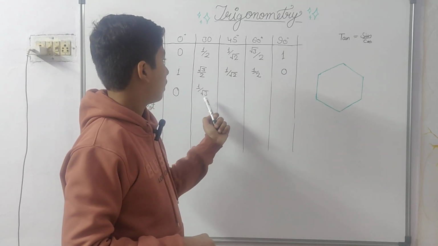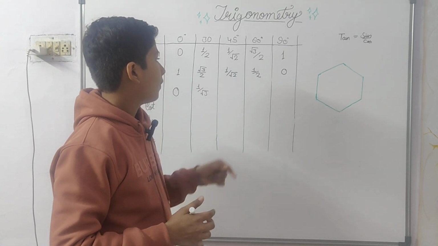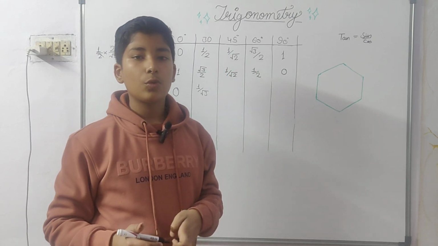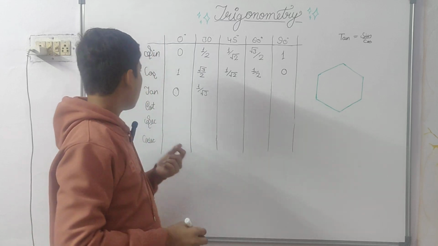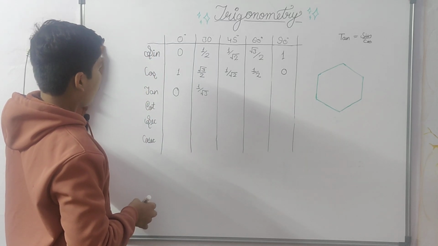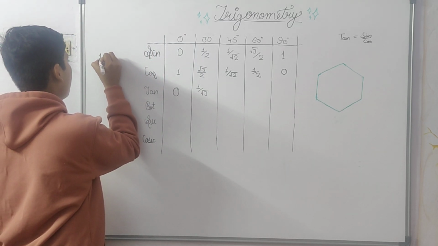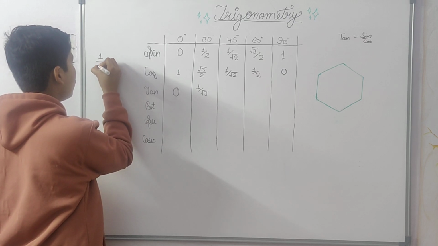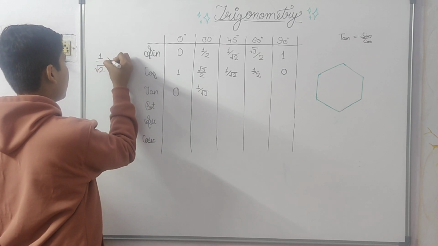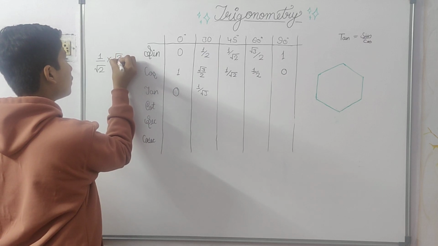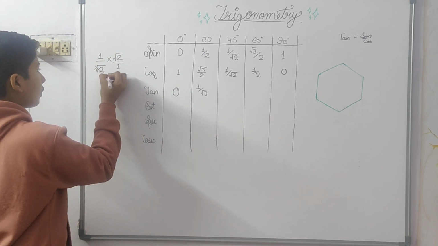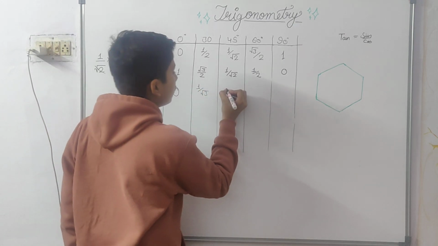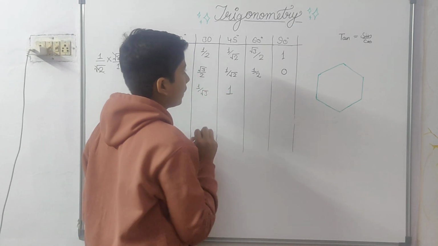Now to do this, 1 by root 2 into root 2 by 1 because the divide will get into multiply. Let me solve it for you. 1 by root 2 into root 2 by 1. 1 will remain as it is, root 2 will get cut. So this will be 1.